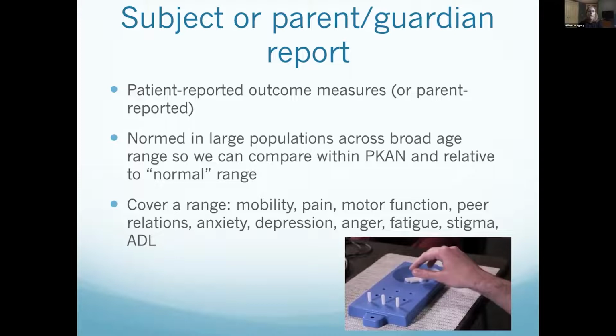And these patient-reported outcome measures cover a broad range that we determined was important, including mobility, pain, motor function, peer relations, anxiety, depression, anger, fatigue, stigma, and activities of daily living.